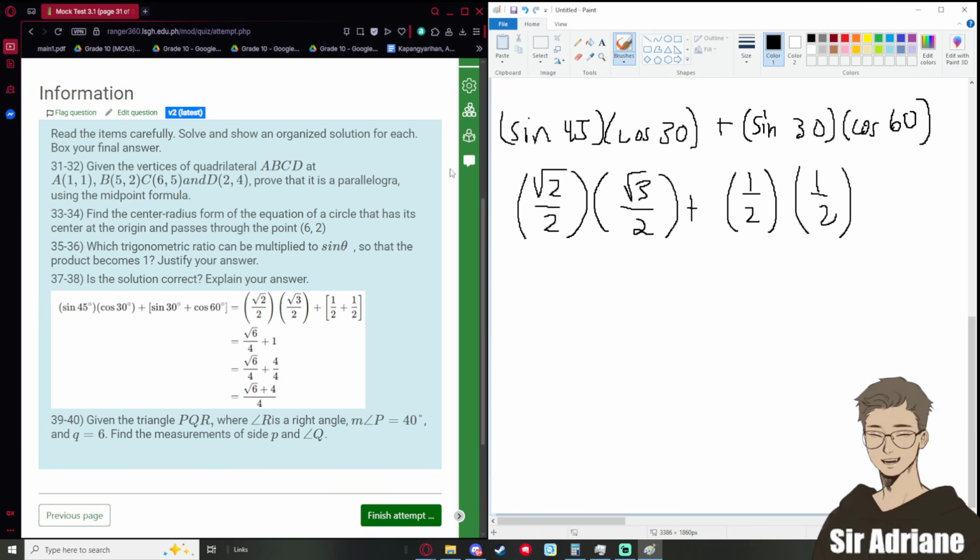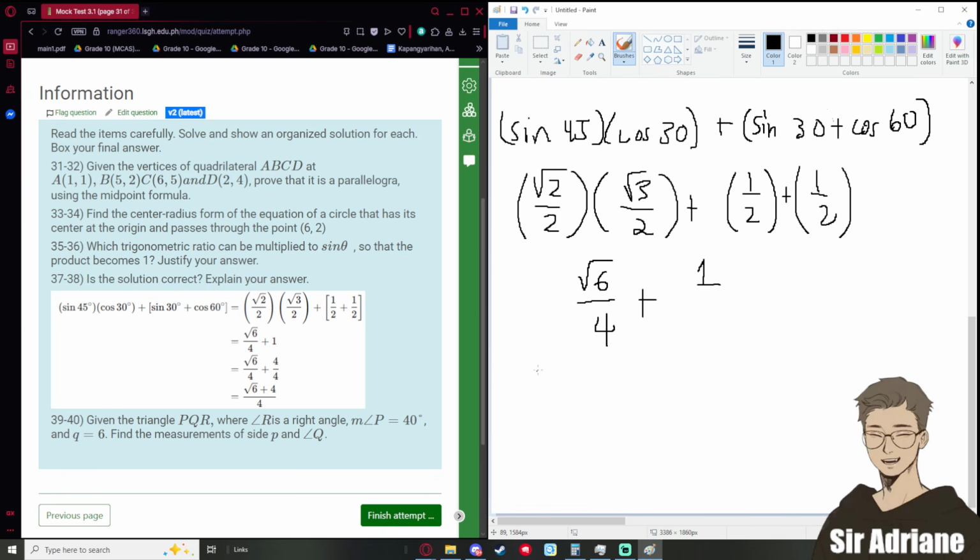Now let's simplify. Square root of 2 times square root of 3, that's square root of 6. And then we multiply the denominators. 2 times 2, that's 4. Plus, this is 1 half times 1 half, that's equal to 1/4. Oh, sorry. This is addition. My bad. The given had a plus sign. This should be 1 half plus 1 half. That's equal to 1.